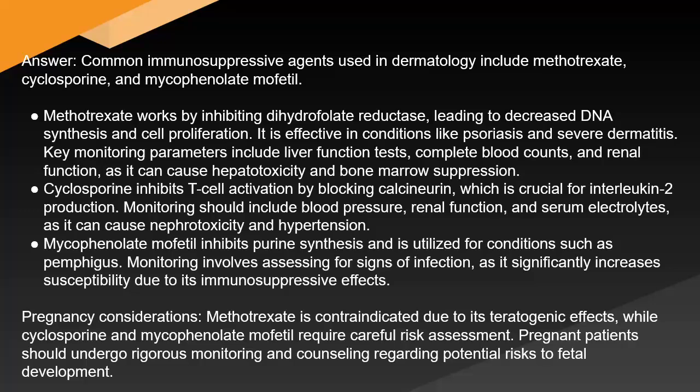Methotrexate works by inhibiting dihydrofolate reductase, leading to decreased DNA synthesis and cell proliferation. It is effective in conditions like psoriasis and severe dermatitis. Key monitoring parameters include liver function tests, complete blood counts, and renal function, as it can cause hepatotoxicity and bone marrow suppression. Cyclosporine inhibits T-cell activation by blocking calcineurin, which is crucial for interleukin-2 production.